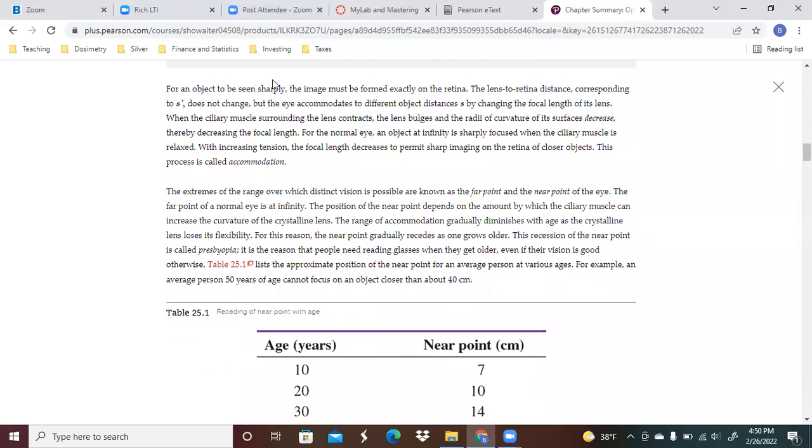So for an object to be seen sharply, it's got to fall right on the retina. The lens-to-retina distance, corresponding to s prime, does not change, but the eye accommodates to different object distances s by changing the focal length of its lens. When the ciliary muscle surrounding the lens contracts, the lens bulges and the radii of curvature of its surfaces decrease, thereby decreasing the focal length. So for the normal eye, an object at infinity is sharply focused when the ciliary muscle is relaxed. With increasing tension, the focal length decreases to permit sharp imaging on the retina of close objects.